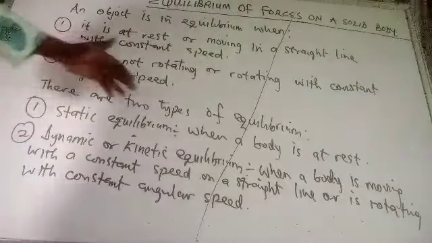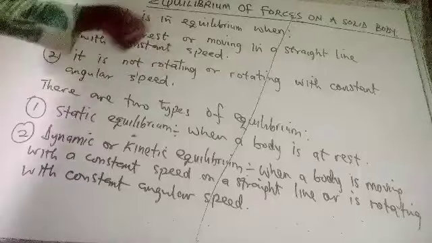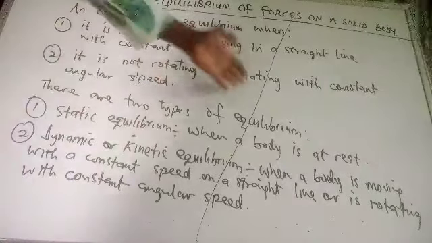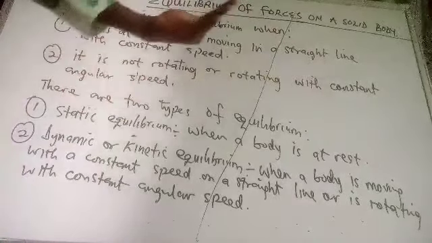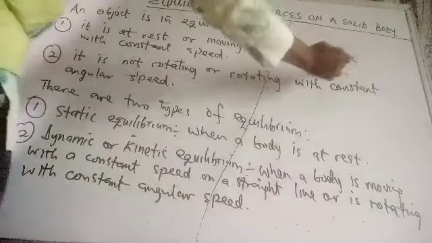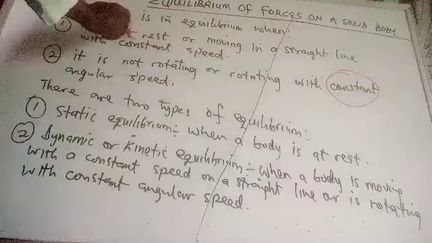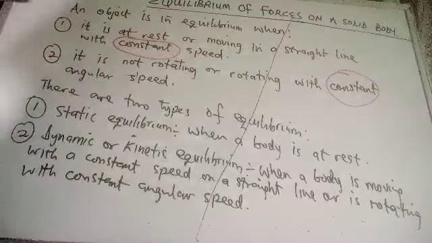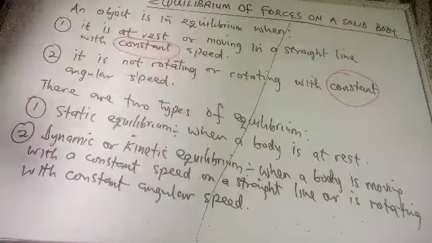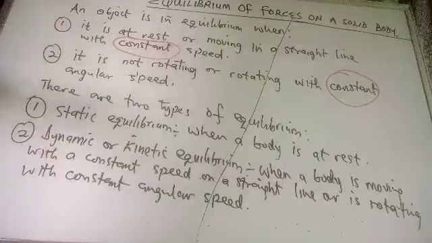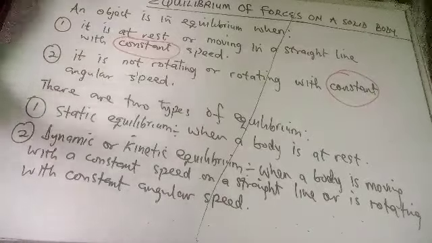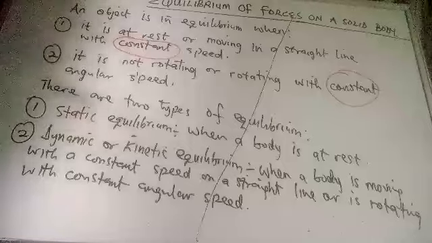Also, a body that is not rotating about a fixed point is in equilibrium. And a body that is rotating but with constant angular speed. Please take note of this word, constant. That is the key word there. Constant makes it to be in equilibrium. So whenever the speed is constant, that means there is no acceleration, because acceleration has to do with change in velocity with time.